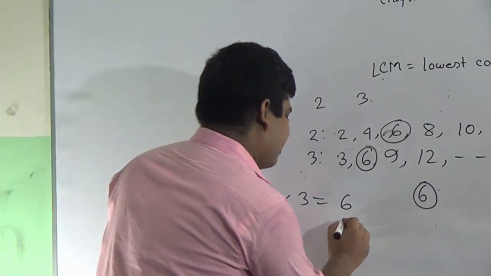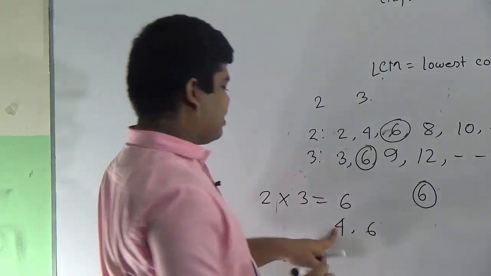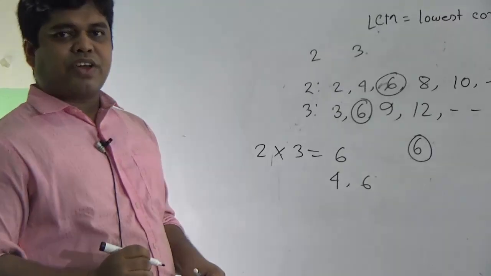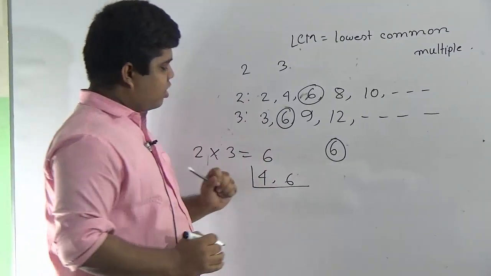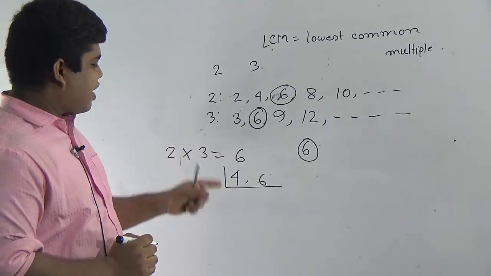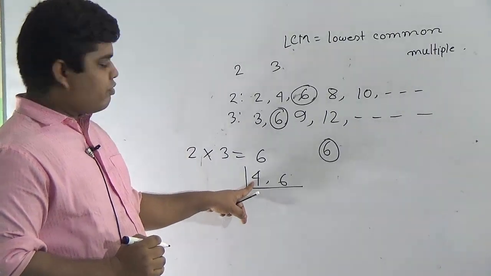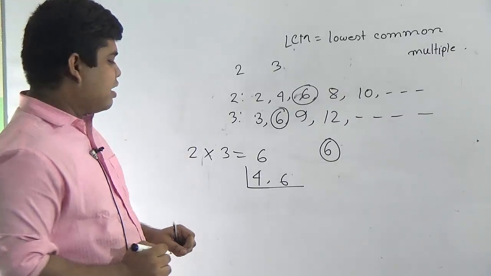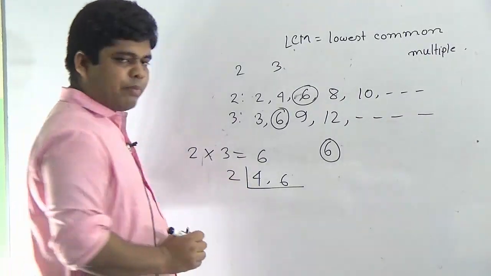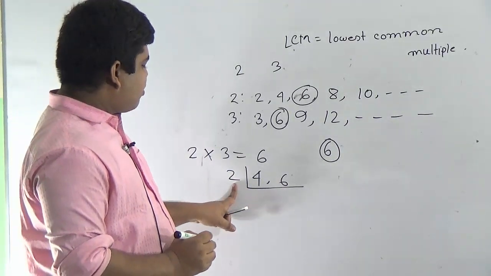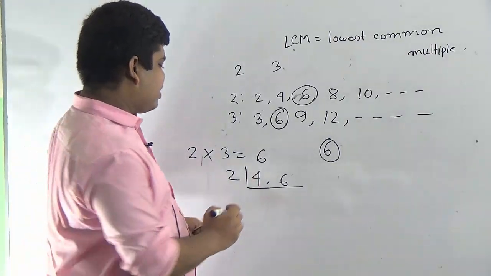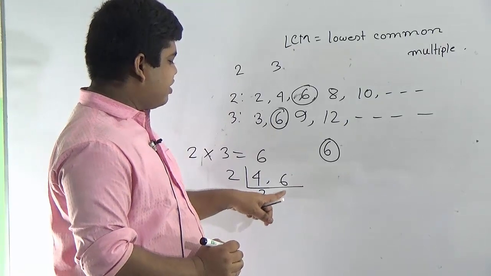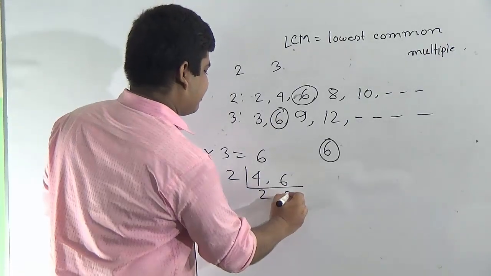Again, 4 and 6. How can we find the LCM of 4 and 6? By using the factorization method. Is there any common prime factor between 4 and 6? Yes, 2. 2 is a prime number. So we divide 4 and 6 by 2. If we divide 4 by 2, we get 2. And if we divide 6 by 2, we get 3.